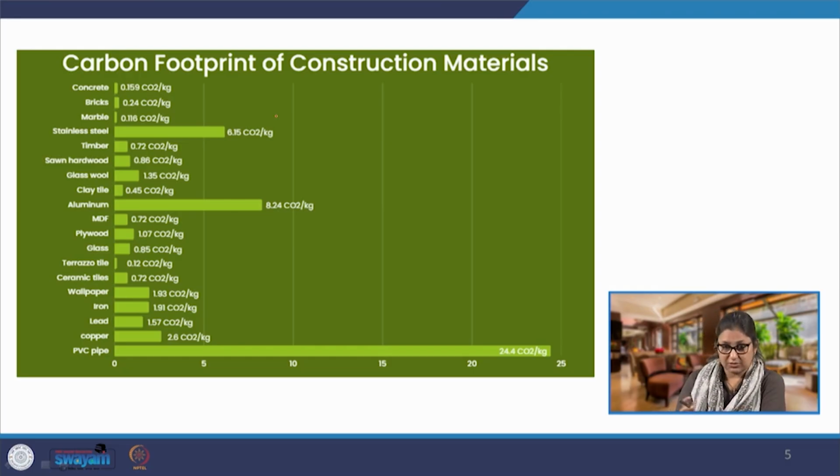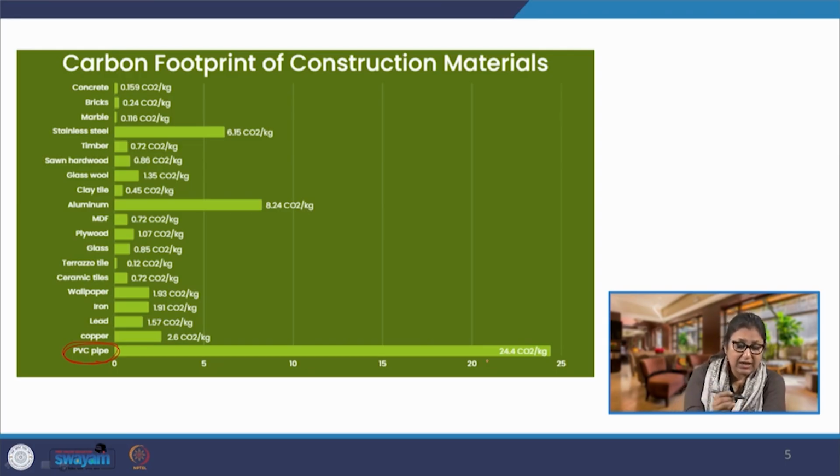So, let us look at the peaks. We are looking at PVC pipe, plastics basically. Now, these have the highest carbon footprint, they have the highest emission intensity, but the saving grace is that this material is going to be used in very small amounts in a building. The percentage of its usage is significantly lower, but we can further reduce it.